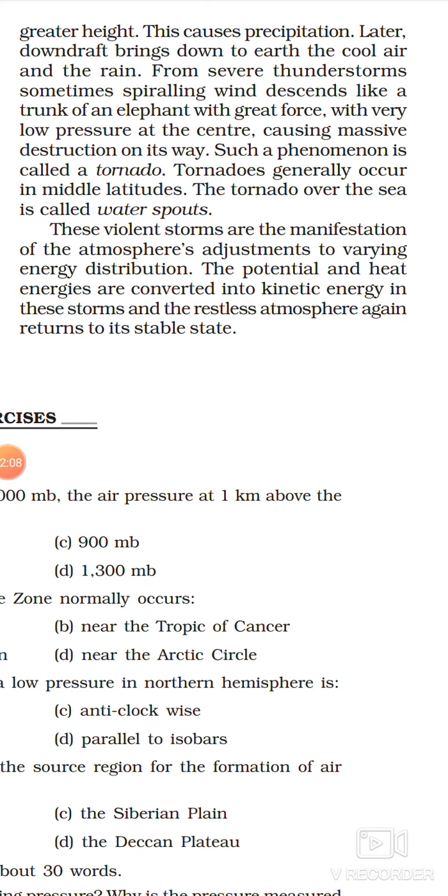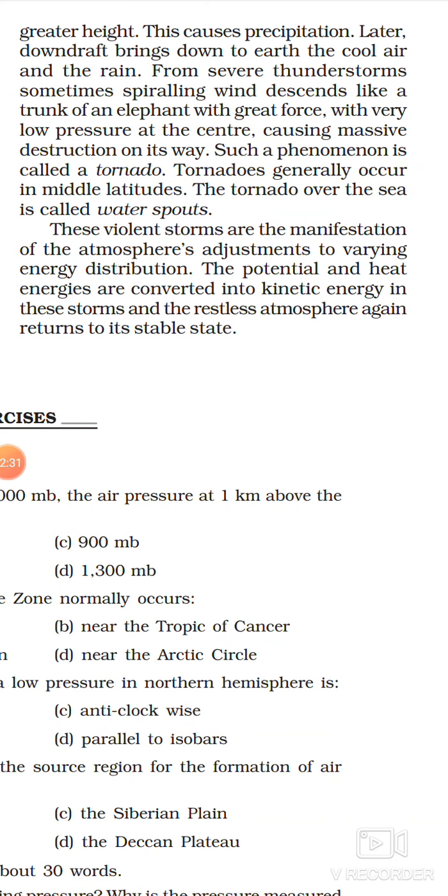From severe thunderstorms, sometimes spiraling wind descends like the trunk of an elephant with great force and very low pressure at the center, causing massive destruction on its way. Such a phenomenon is called a tornado. It generally occurs in the middle latitudes, and a tornado over the sea is called a water spout.